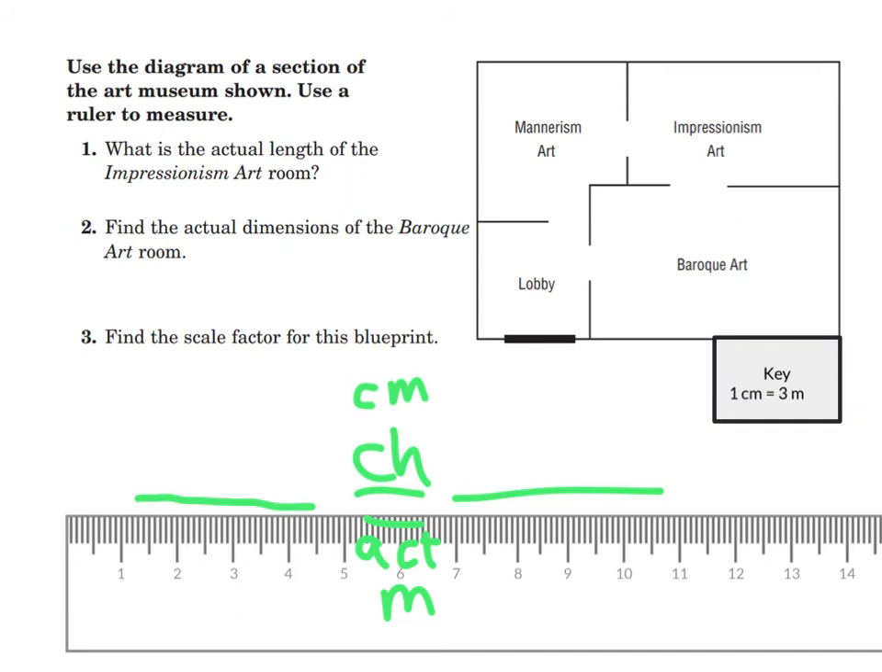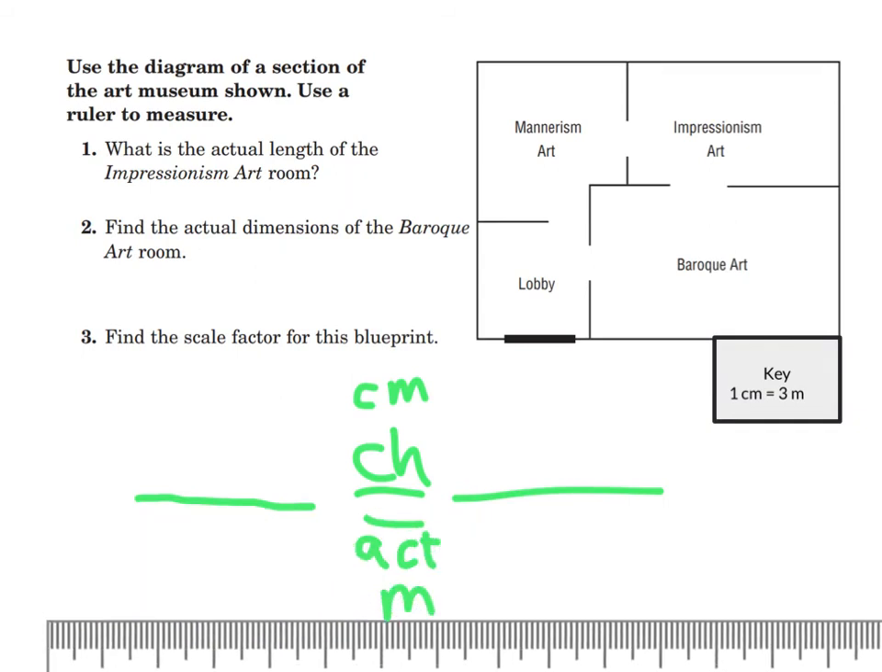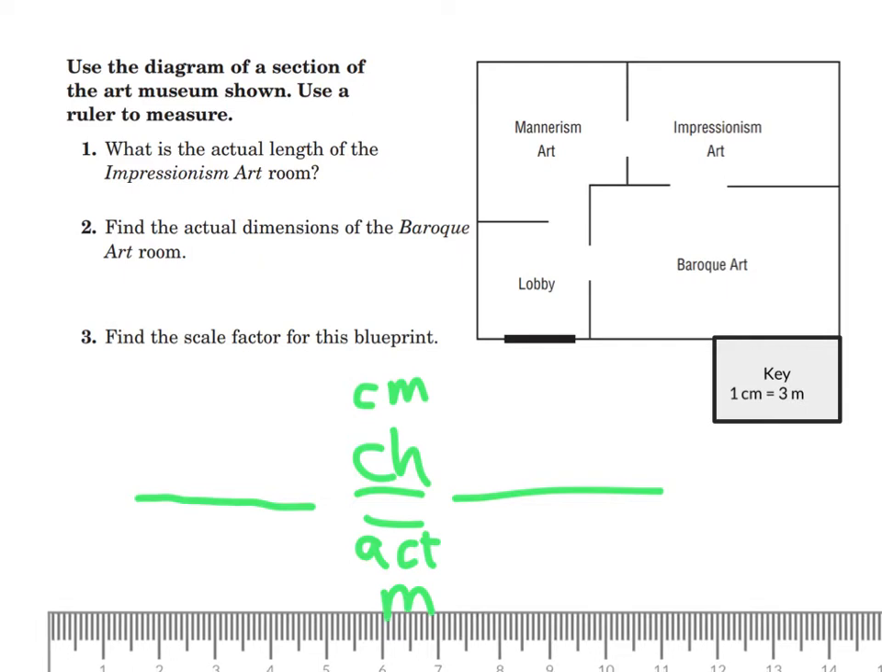All right, we're going to try a couple problems using that idea of setting up that proportion, which I have already set up for you down here at the bottom. I've got it labeled changed over actual. I also have it double labeled as centimeters to meters because right over here they told me that the key is 1 centimeter equals 3 meters. So they're telling me the changed is 1 centimeter for the actual of 3 meters.